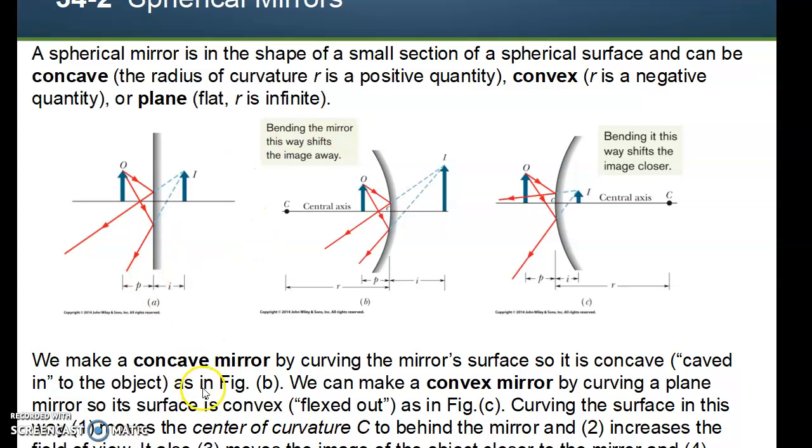Okay, so we make a concave mirror by curving the mirror's surface so it's concaved. We make a convex mirror by curving a plane so its surface is convex, flexed out. Curving the surface in this way moves the center of curvature C behind the mirror and increases the field of view. It also moves the image of the object closer to the mirror, and the effects on images are the exact opposite of those for a concave mirror.